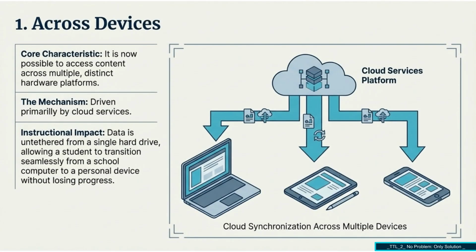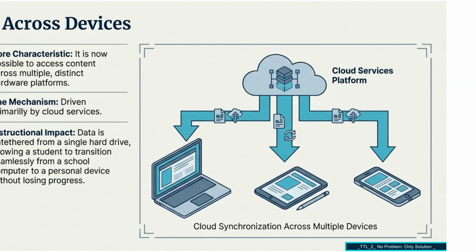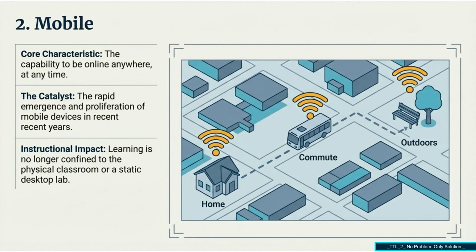The first characteristic is across devices. Content can be accessed across multiple hardware platforms, primarily driven by cloud services. This allows students to transition seamlessly between devices without losing progress. The second characteristic is mobile. The proliferation of mobile devices allows students to be online anywhere, at any time. Learning is no longer confined to the physical classroom or a static desktop lab.